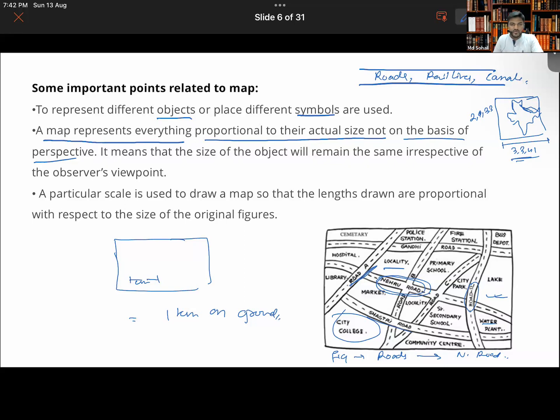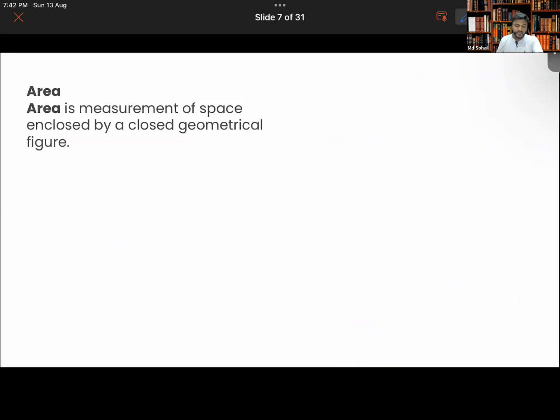So in order to do that, we take the help of scales. 1 centimeter will be representing this many kilometers, for example. 1 centimeter might be representing only 1 kilometer on ground or 10 kilometers on ground, based on the size of the physical feature we are trying to represent on the map. So a particular scale is used to draw a map so that lengths drawn are proportional with respect to the size of the original figures. Hope that is clear now.